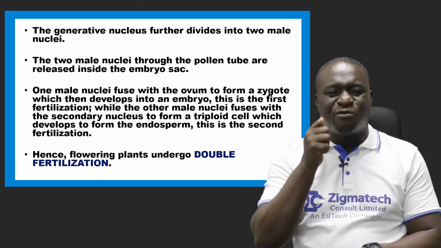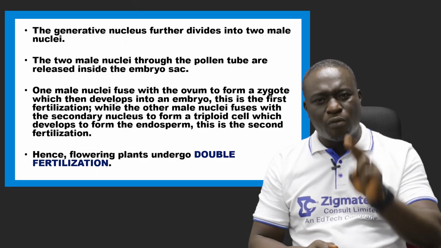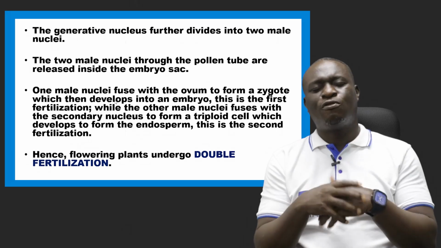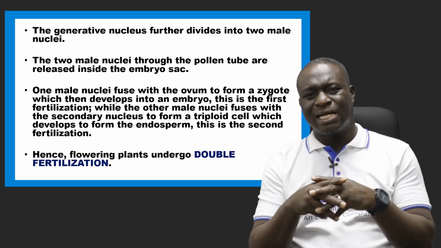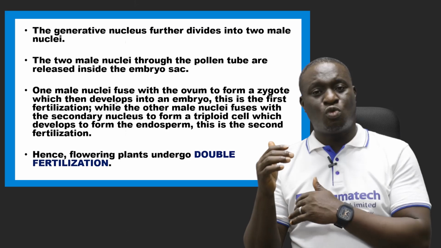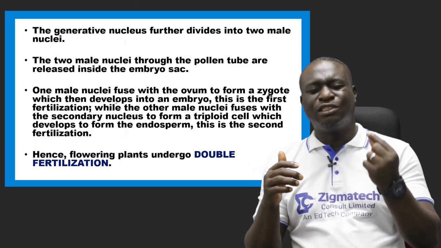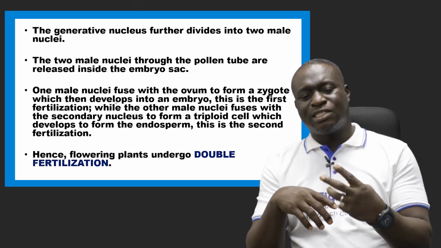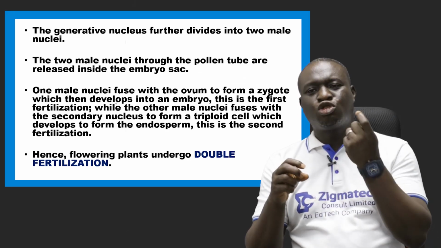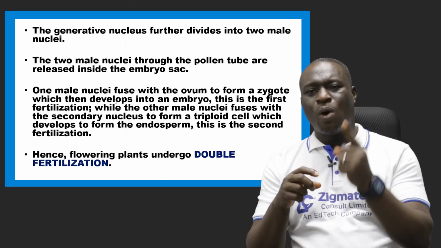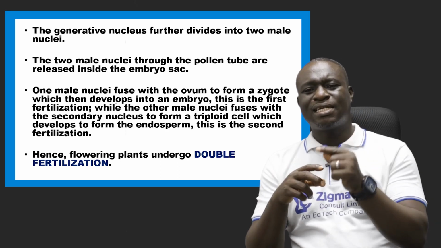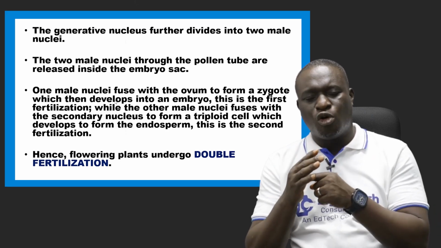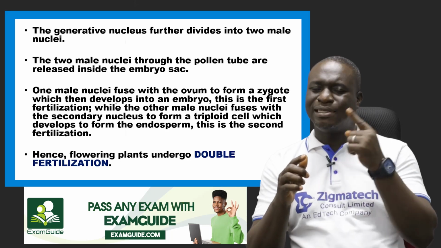Please take note, in flowering plants we have double fertilization. So sometimes you might be asked to explain double fertilization in flowering plants. How does this double fertilization come about? It is from the generative nucleus. Once it passes into the pollen tube, the generative nucleus splits into two male nuclei. One of the nuclei enters into the ovule and fuses with the nucleus of the ovum to form a zygote.